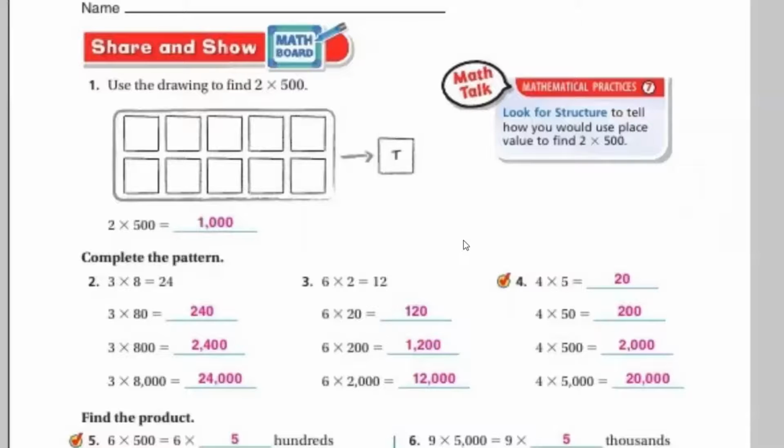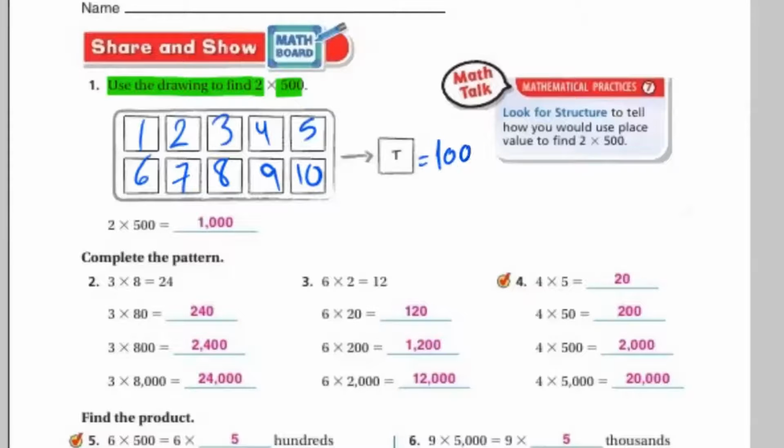Okay, guys, let's continue. Okay, you have to use drawing to find 2 multiplied by 500 equals what? As we see here, we have 1, 2, 3, 4, 5, 6, 7, 8, 9, 10. 10 blocks of 100, so it will be 1000. Because we have 2 multiplied by 500.